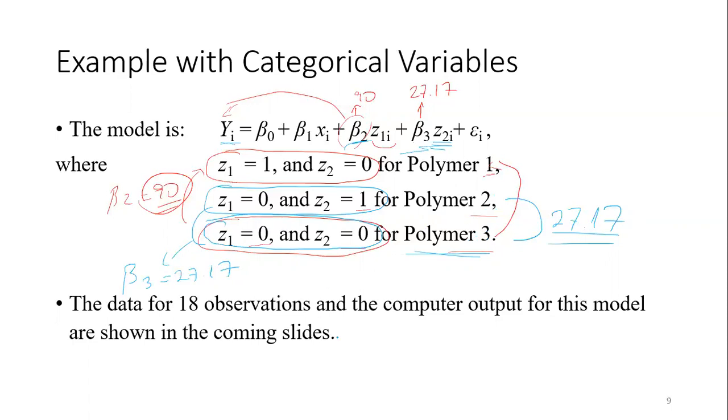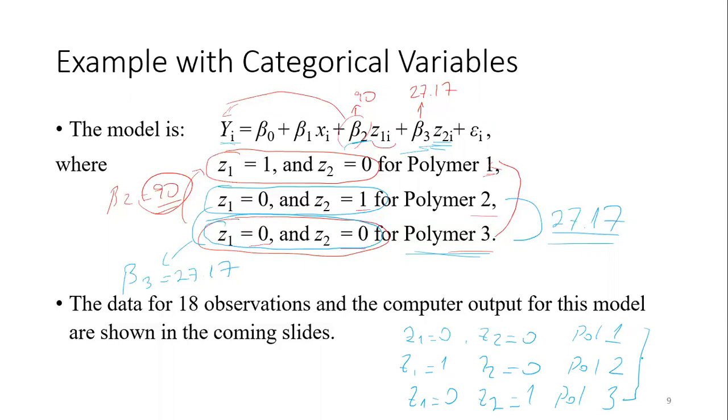If you just change the encoding, for example, I'm just making it up, say Z1 is equal to 0 and Z2 is equal to 0, that's polymer 1. Z1 is equal to 1, Z2 is equal to 0, that's polymer 2. Then Z1 is 0, Z2 equal to 1, that's polymer 3. Then Z2 is for beta 3, so beta 3 shows the difference between polymer 1 and polymer 3.